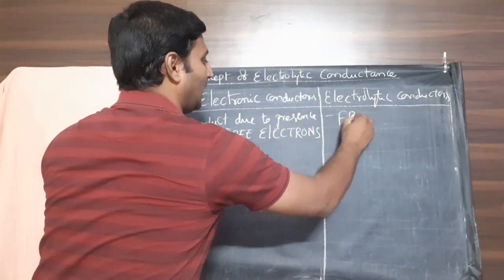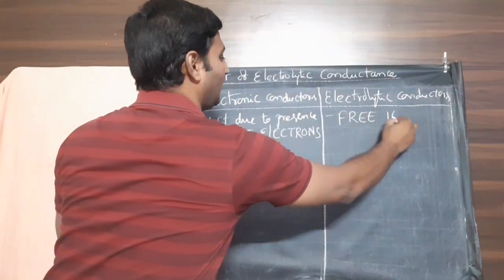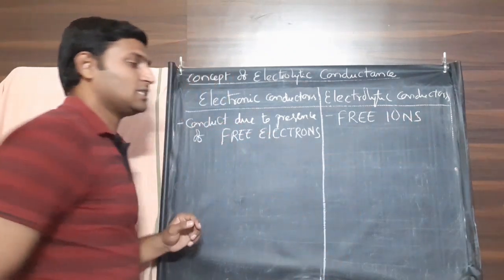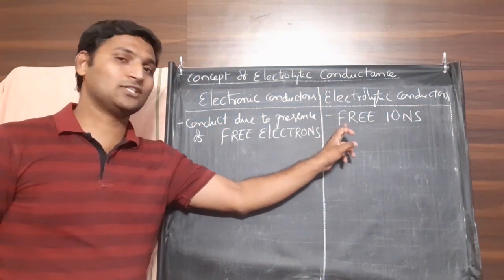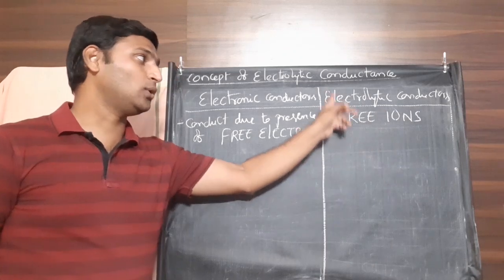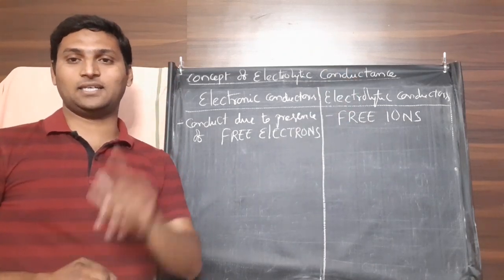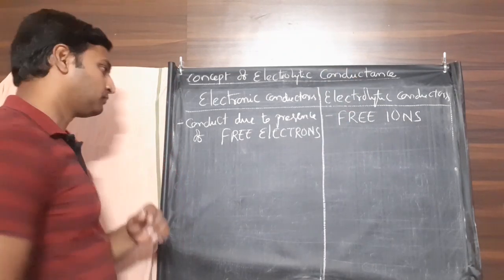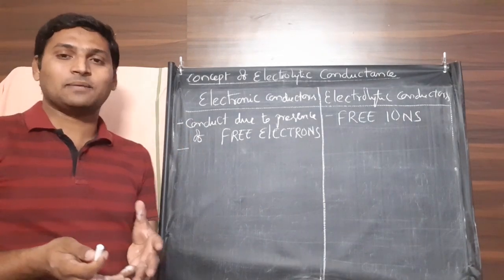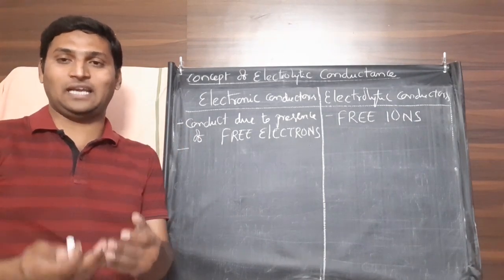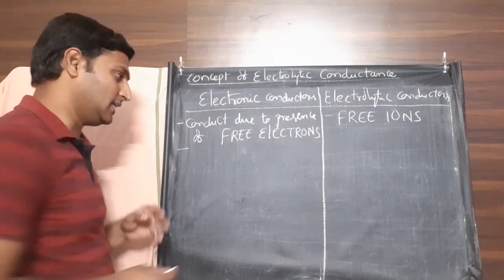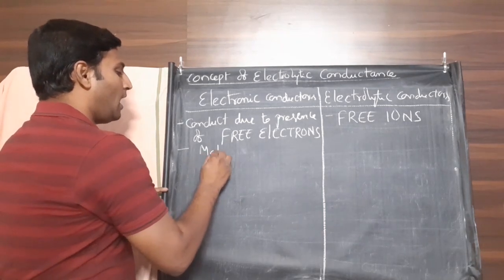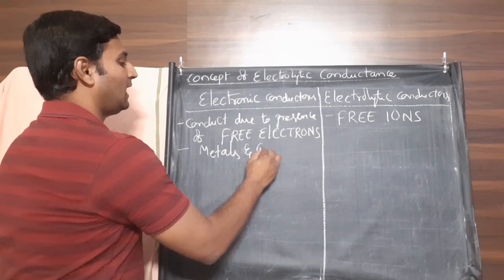If the charge carriers are free ions, or if the substance is conducting owing to the presence of free ions, then you call it an electrolytic conductor. First point to be noted. Then what kind of substances conduct by virtue of free electrons? The answer is metals and graphite.